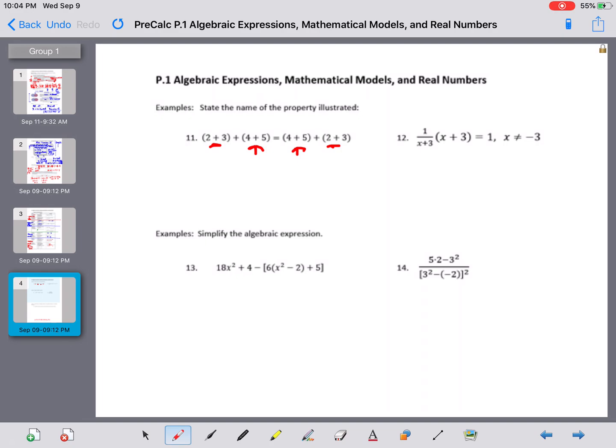So it's not associative. However, notice that 2 and 3 used to be in the front and 4 and 5 in the back. Now 4 and 5 are in the front, 2 and 3 are in the back. So it's not new friends that happen. It's a new order in which they're doing things, and a new order means that we have the commutative property. And once again, I told you that please try to be as specific as possible. And it looks like this whole thing we are adding. So it's going to be the commutative property of addition.